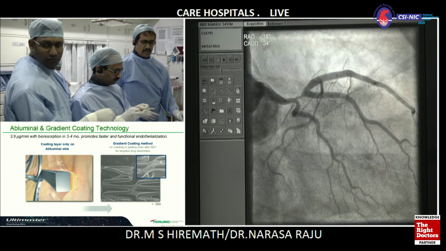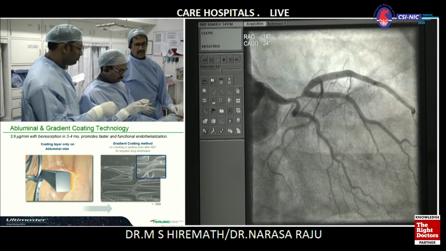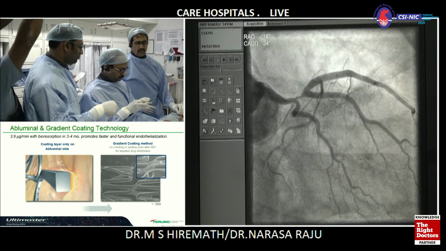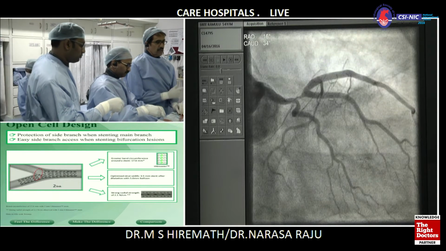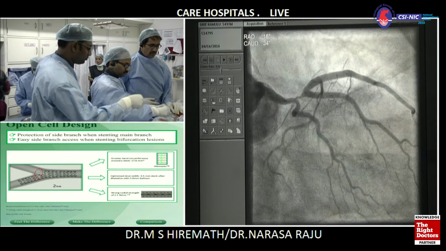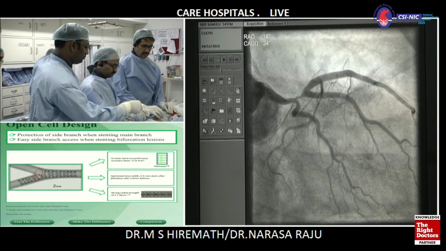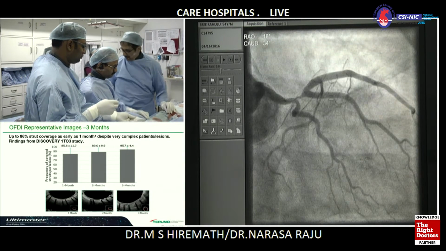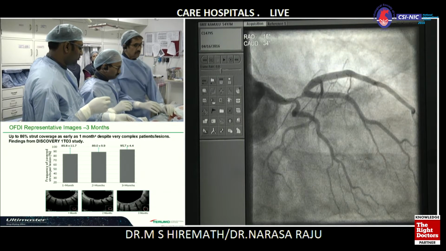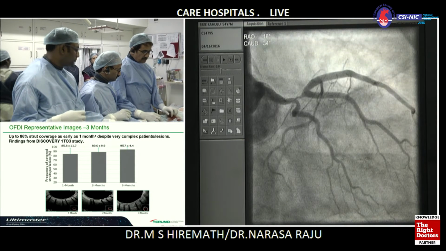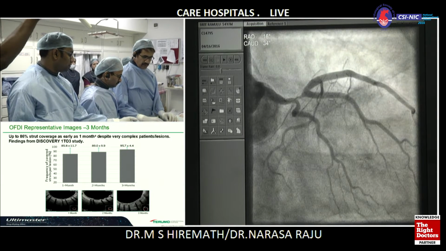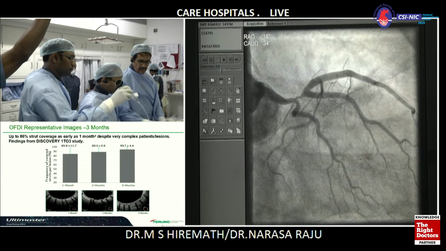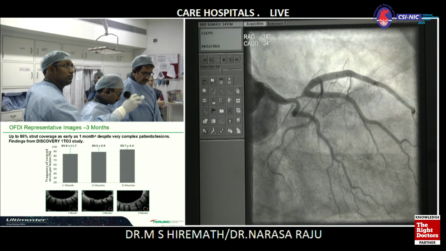All right, so this stent has an abluminal coating. The results are very striking. The EuroPCR online data suggests that at the end of 1 month, we have almost 80%, 85% stent coverage, which is exciting, allowing you to stop one of the antiplatelets early if you want to, and 95% coverage at the end of 3 months.